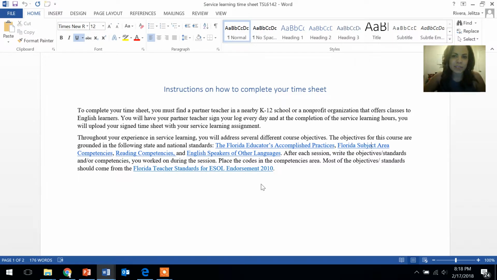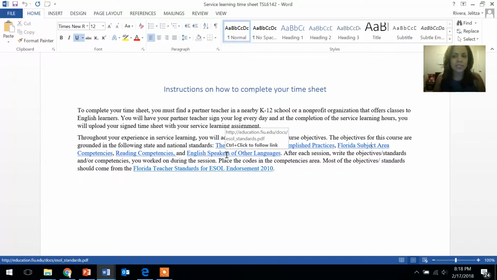We're going to talk about the service learning timesheet. The service learning timesheet is going to be a little different depending on where you did your service learning. If you did your service learning in a K through 12 setting, you will have to look at your Florida subject area competencies, your reading competencies, and your English competencies. Your ESOL competencies, sorry. And then you will put your standards based on that.